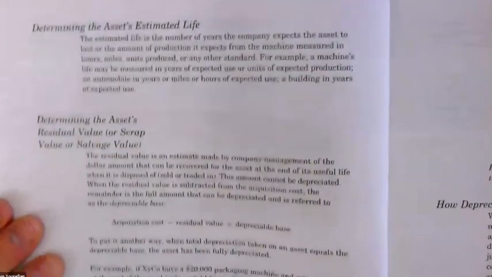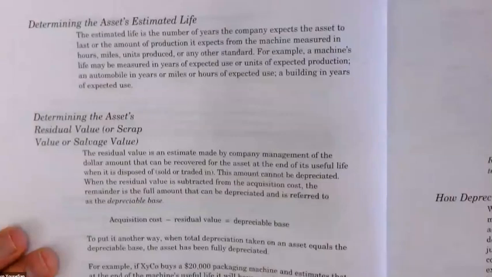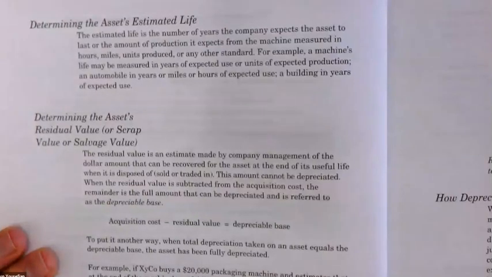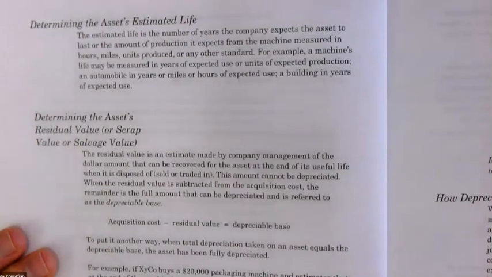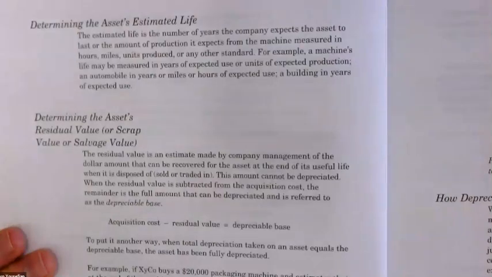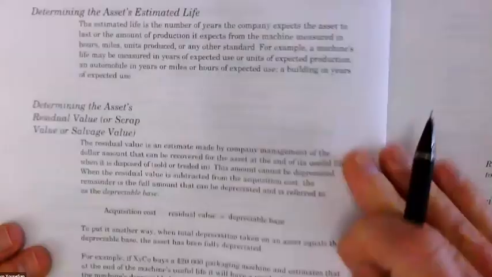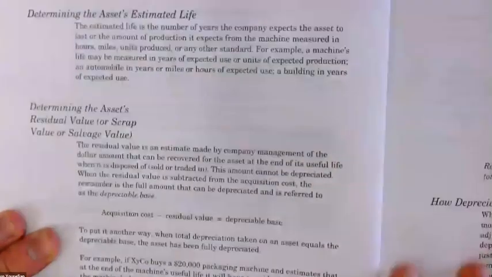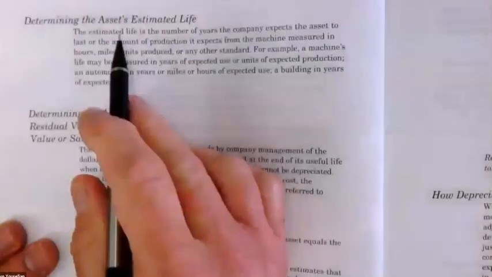Estimated life needs to be estimated, but for tax purposes, the tax rules will tell you what type of life you're going to use. So you might want to look at your equipment to see what useful life you're going to use for tax purposes, and use the same thing in your bookkeeping, so you can have the same depreciation going forward.